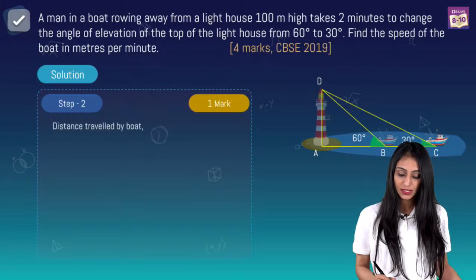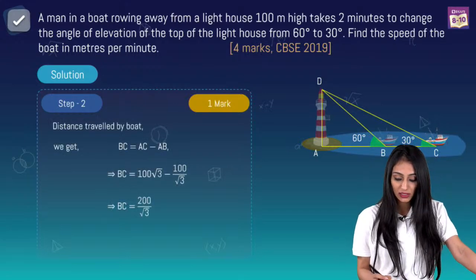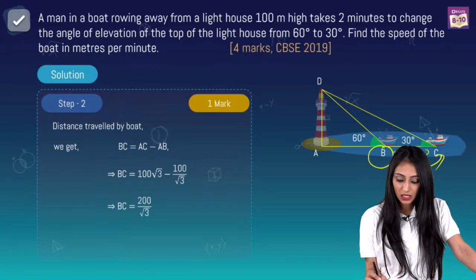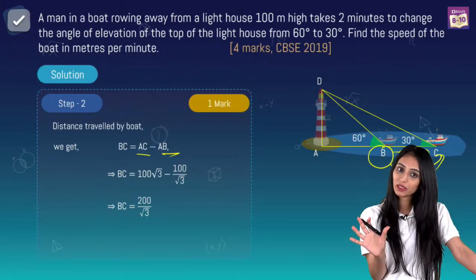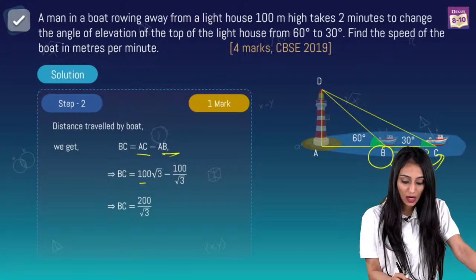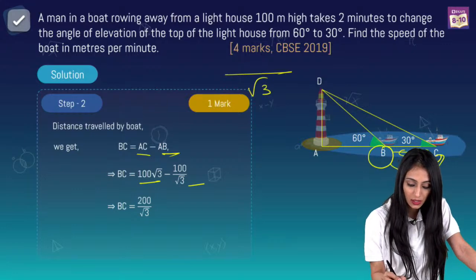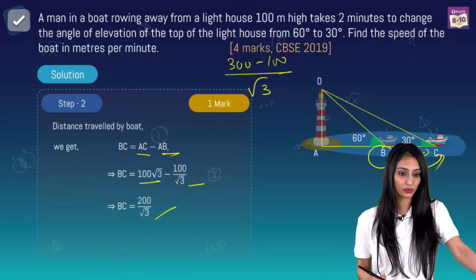Now what I'll do is find the distance traveled by the boat. The boat has traveled from B to this point C. I need BC. So simply from AC I'll subtract AB. That works, right? So 100 root 3 minus 100 by root 3. Let's take LCM here, so this is root 3. This is going to be 300 minus 100. You get 200 by root 3.